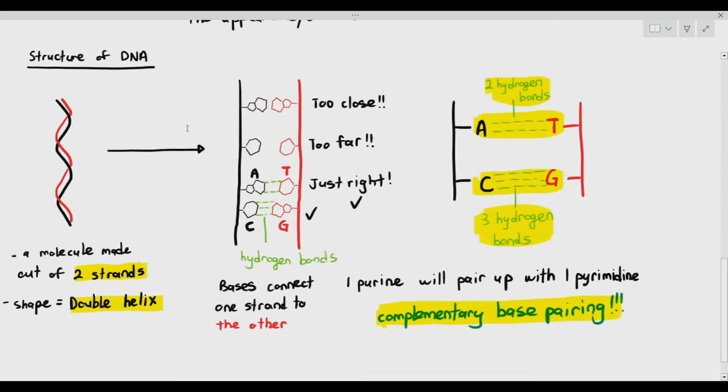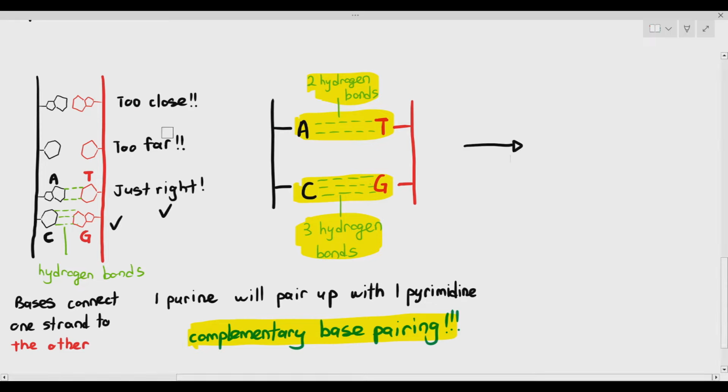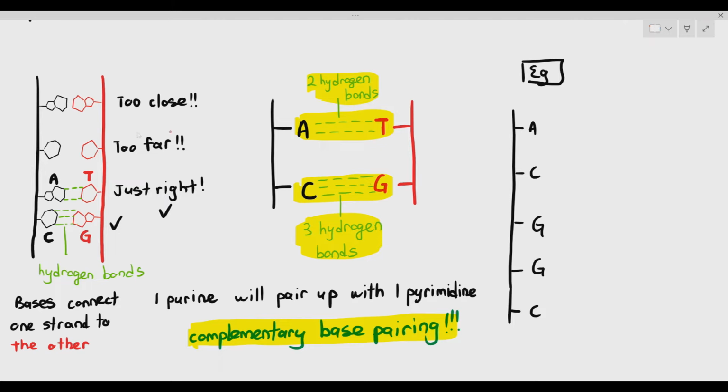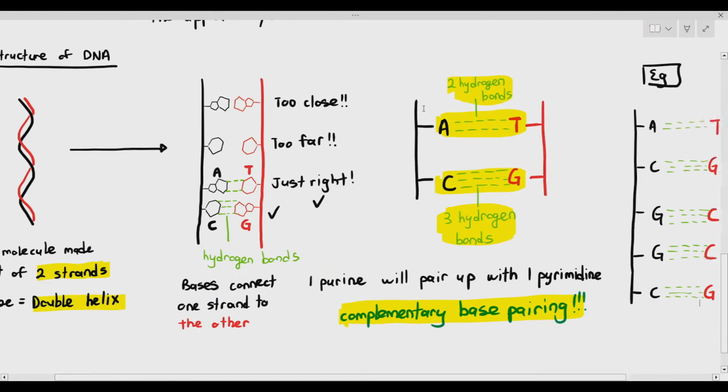For example, let's look at an example. I'm drawing out a strand on the left side where the base sequence is ACGGC. What will be the sequence on the other DNA strand? Obviously, it will be T, G, C, C, and G. And that is referred to as something called complementary base pairing. And I'm also going to draw out the hydrogen bonds to show it to you. As a reminder, A and T will form 2 hydrogen bonds, C and G will form 3 hydrogen bonds.